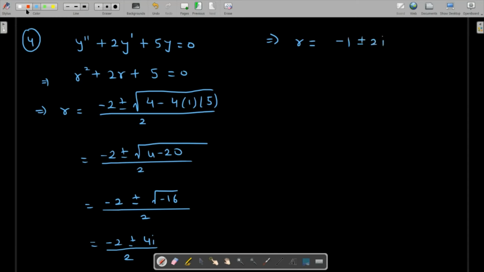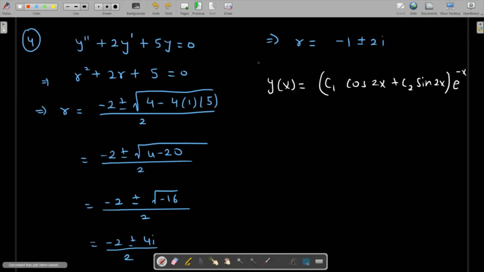So if we notice, these are complex roots, so the equation is going to be C1 cos, the number over here is 2, this is the imaginary part, so 2x, plus C2 sin 2x, and this should all be multiplied with e raised to the power −x, because there is a −1 over here. So this will be the final solution of this particular differential equation.